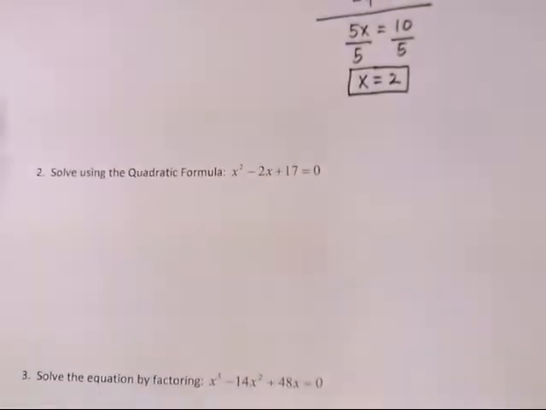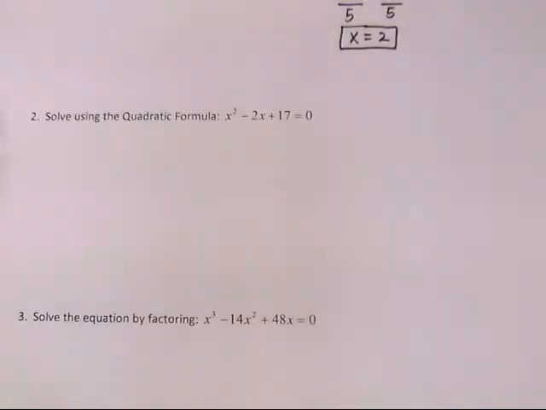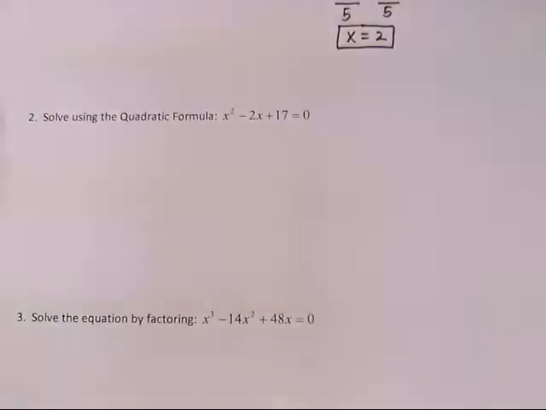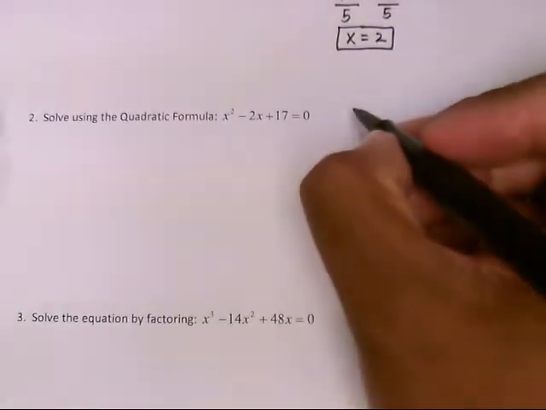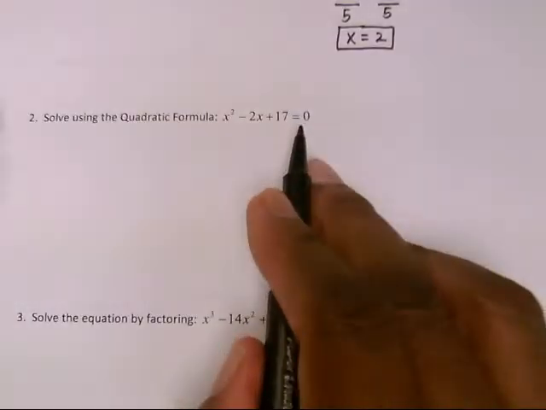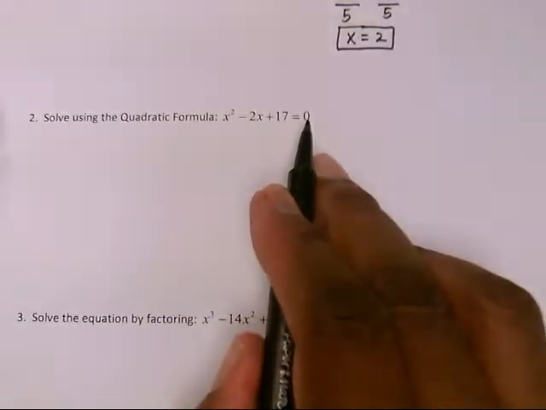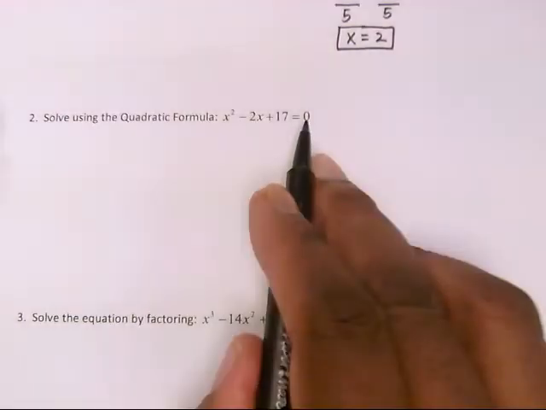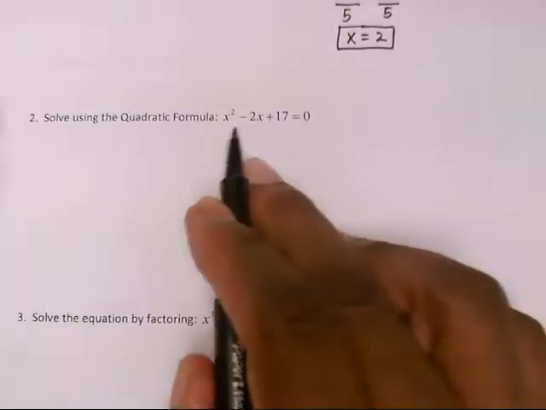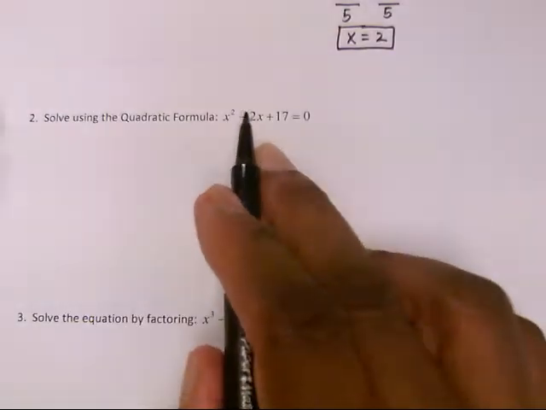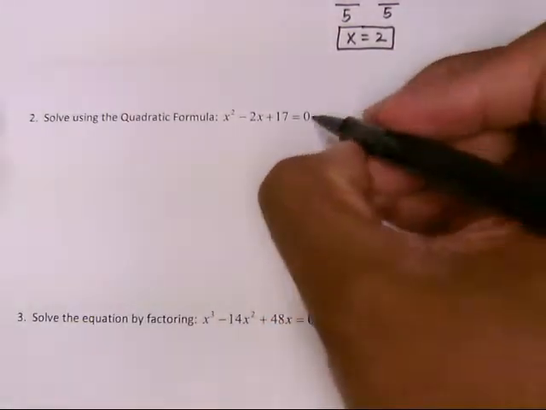Alright, problem number 2 is solving by using the quadratic formula. In this case, we've got x squared minus 2x plus 17 is equal to 0. So we're going to have to identify a, b, and c. Now we do have a 0 on one side of this equation, so we can apply the quadratic formula by identifying a, b, and c.